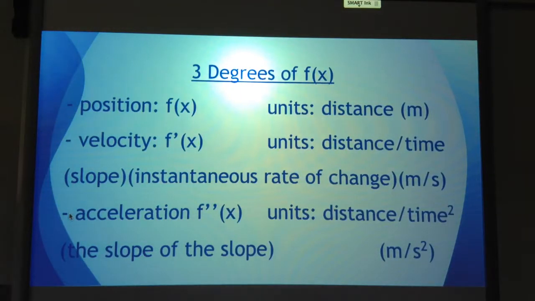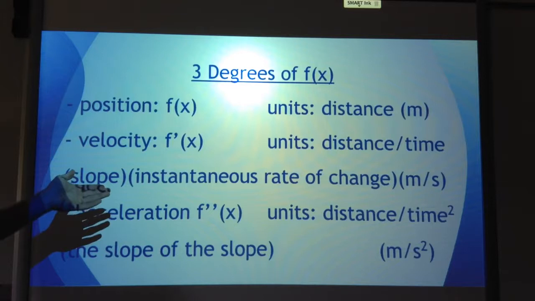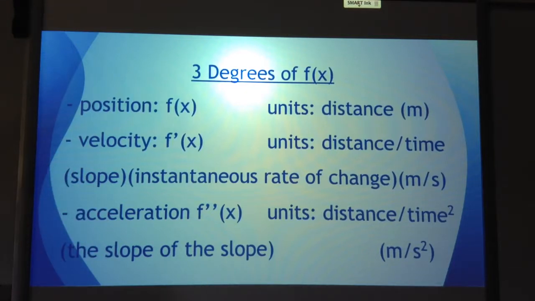Going on to the second page here, we have our three degrees of the function. Your first situation is position. That's no derivative or no integral, so your units will be distance, meters, centimeters, whatever. Velocity is your first derivative. That's distance over time. Velocity is also known as your slope, which is also known as your instantaneous rate of change. The units would be meters per second.